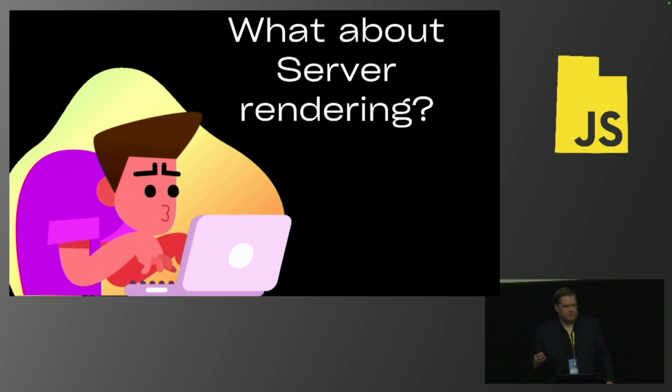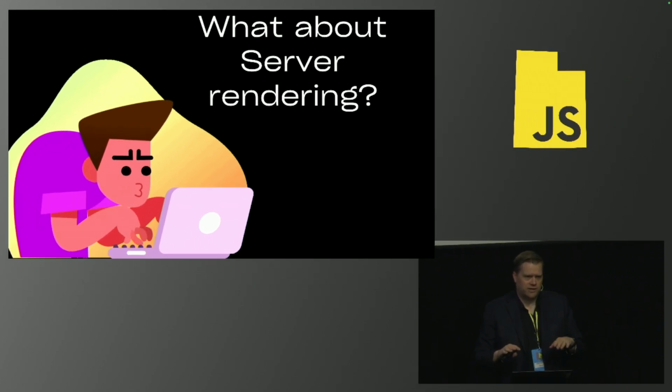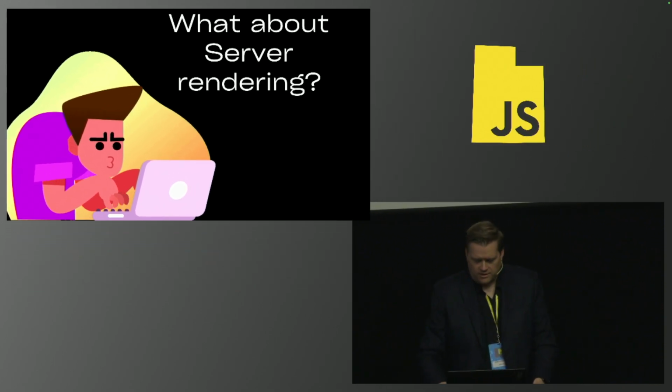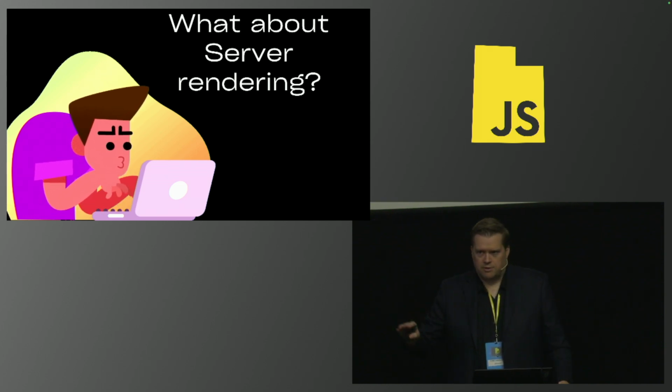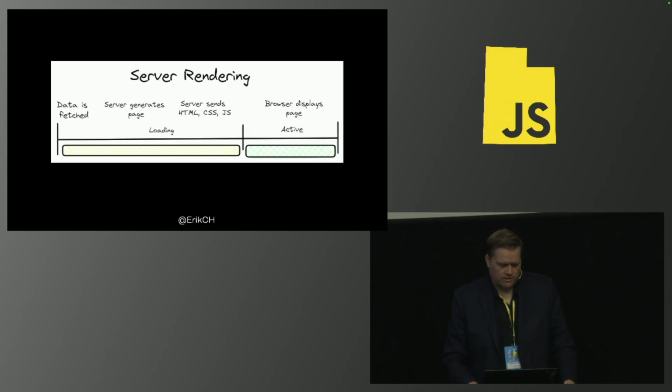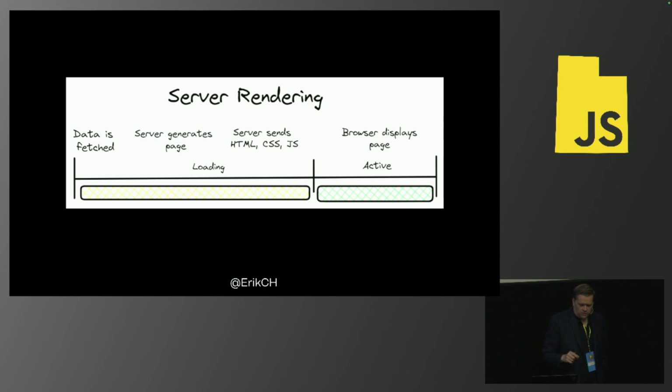So what about server rendering? We've kind of defined static site generation and server-side rendered. But what happens if we start using these server components in our app? Well, we do have this loading part, but the loading part is happening on the server, which is much quicker. So the data is fetched, the server generates the page, it serves the HTML, CSS, and JS, and then your browser displays the page as active. There's really no hydration that happens, as what you do with a server-side rendered app.